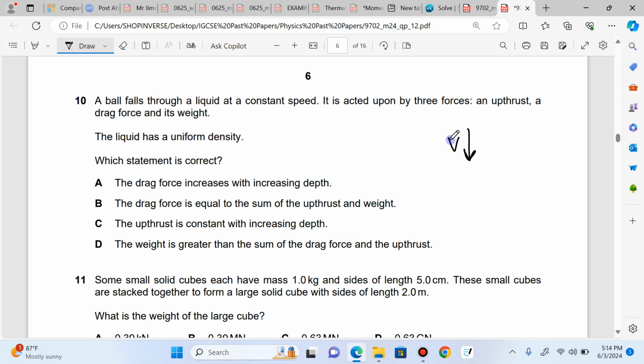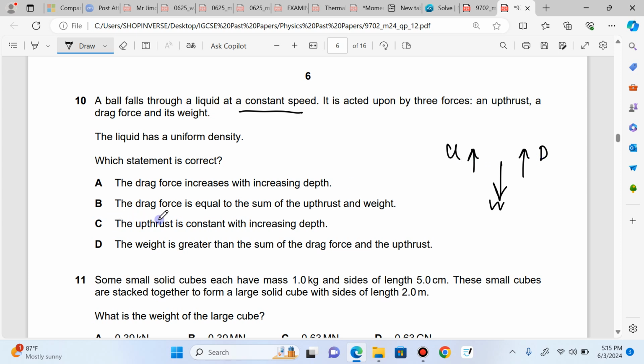Then as the body falls, the drag force continues to reduce because the velocity of the body, a ball falling through a liquid, is at constant speed. In fact, if speed is constant, then drag must be constant. Drag is not equal to the sum of the upthrust and weight, because the weight acts downwards while drag and upthrust act upwards. So the weight should actually be equal to the sum of upthrust and drag.